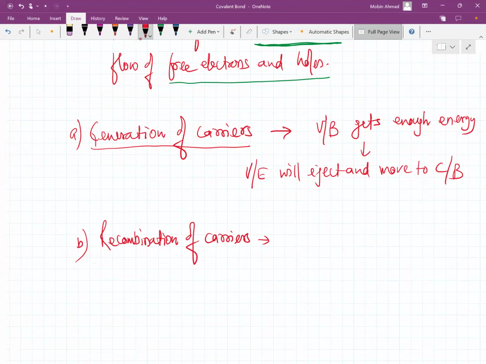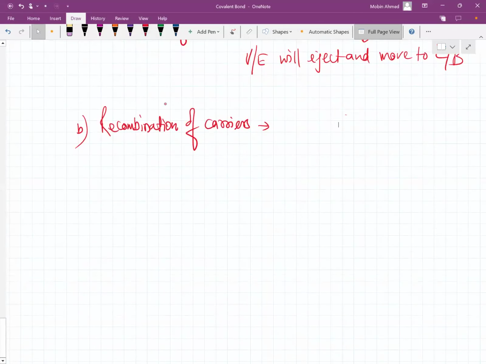Recombination means these free electrons and holes can recombine again. Once they recombine, the conduction electron will become a valence electron again. So there will be no conduction electrons and no hole, because the conduction electron will fall into the hole, and there will be no free electrons.